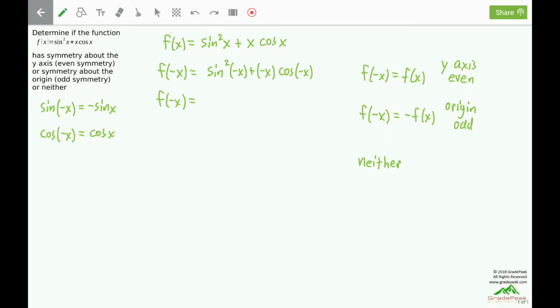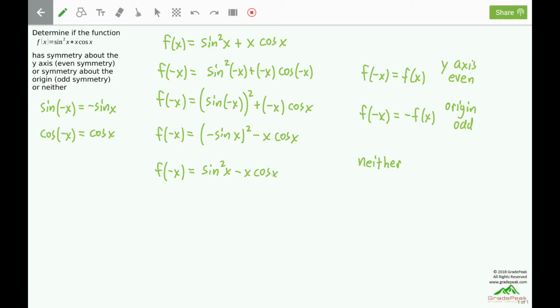So f of negative x will equal, sine squared means to take the sine first and then square it, so this can also be written as sine of negative x and then squared, plus a negative x times the cosine of negative x, which is the positive cosine of x. A sine of negative x is the negative sine of x, then squared. Plus a minus is the same thing as minus, and then x cosine of x. A negative squared is a positive, and then sine squared of x minus x cosine of x.